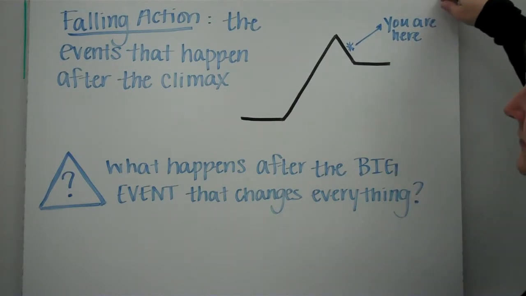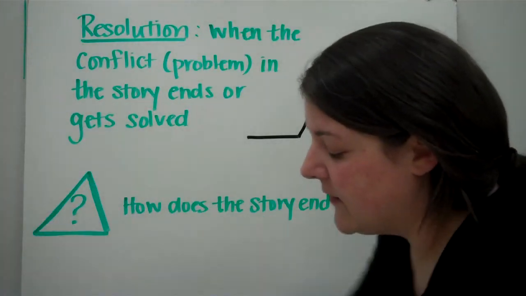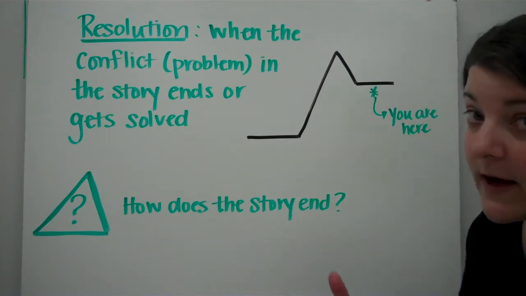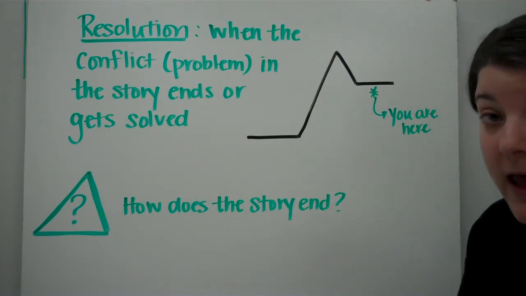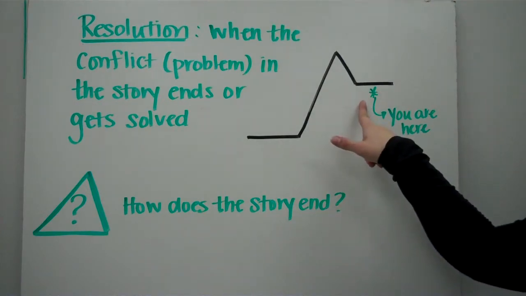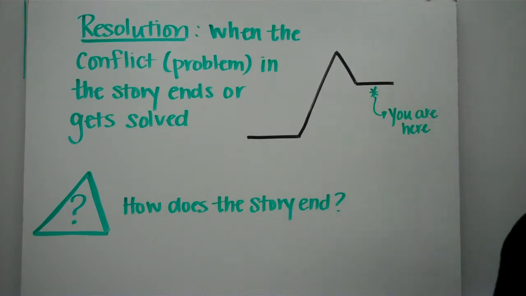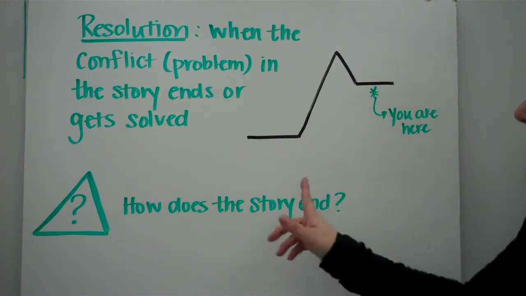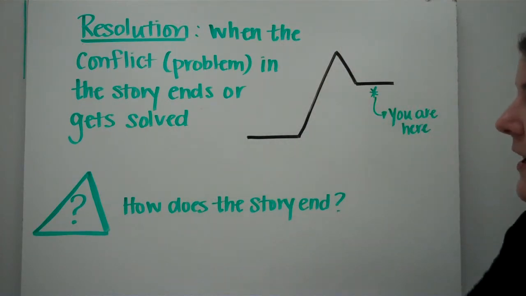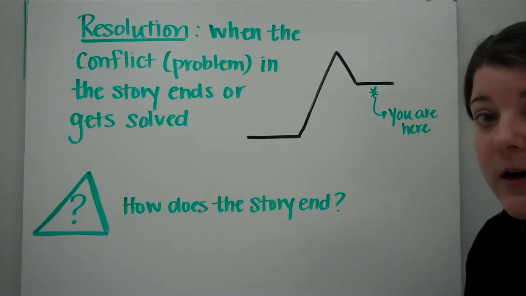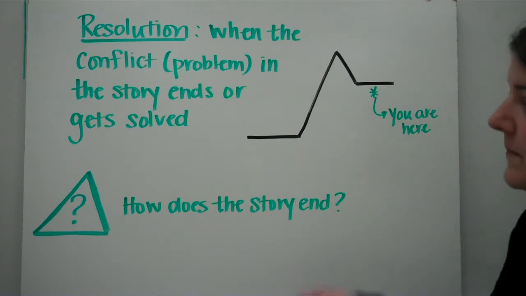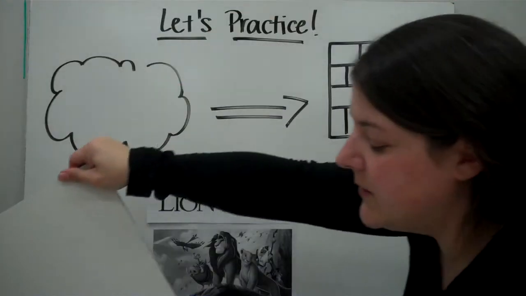It's pretty short. And then the last part of the mountain would be the resolution. The resolution is when the conflict, that would be the problem, in the story either ends or it's solved. So that's wonderful. It's the resolution. And you'll notice it's right here. It's at the end of the mountain. You're finished. You have done all the work to get up there. You've seen the amazing stuff and you've come back down and now you're finished. Okay, so the question that you want to ask yourself in order to find the resolution is, how does the story end?